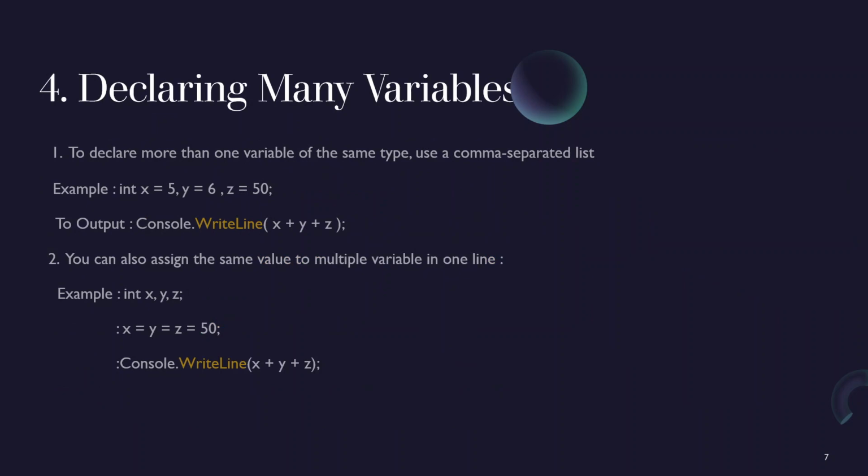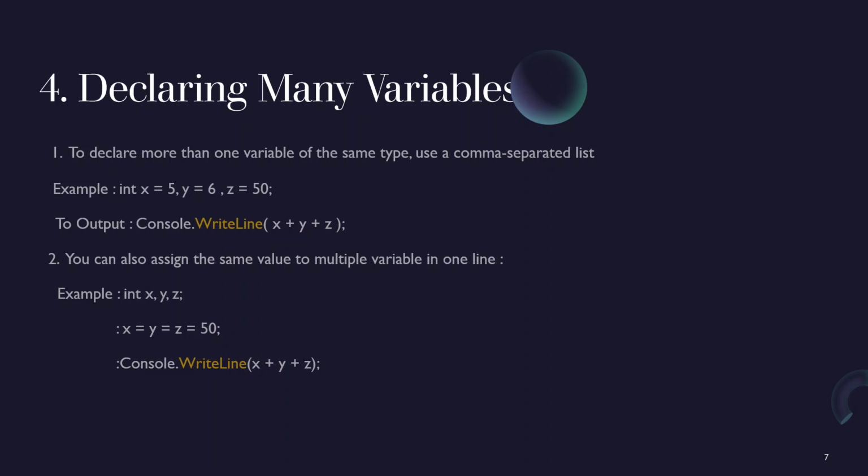Declaring many variables. To declare more than one variable of the same type, use a comma separated list. Example: int x equals 5, comma, y equals 6, comma, z equals 50. Whenever you read this line, you see that all of these are integers, assigned to the same data type, which is int. To output, you say Console.WriteLine x plus y plus z. The result here will be 61, since x is 5 and y is 6, that equals 11, and z is 50. If you add that to 11, you get 61.